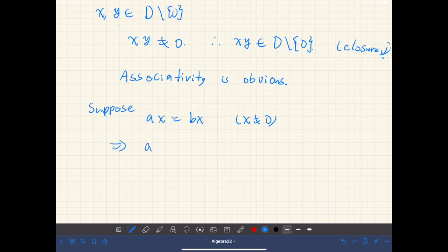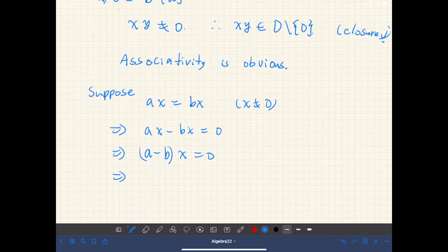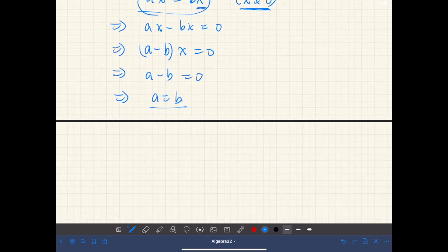From this we have ax minus bx equal to 0, and from the distributive law we have (a minus b) times x equal to 0. But since we are assuming x is non-zero and D is an integral domain, a minus b must be equal to 0. And therefore a is equal to b. So from here, we can cancel x. So cancellation holds.